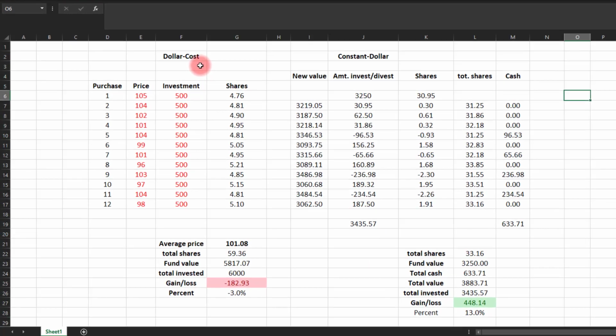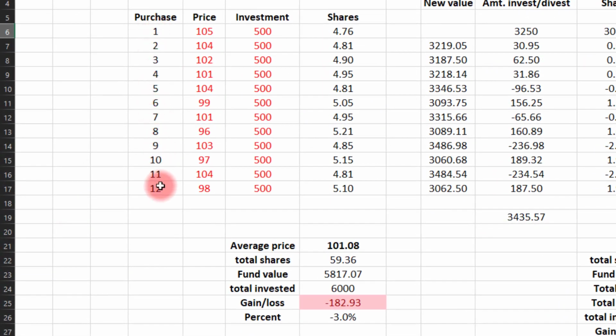So let's do the dollar cost first. We're going to go through 12 purchases. This could be 12 days, 12 weeks, 12 years, whatever, but these are just the times that we come in to do our purchase. And on the first purchase here, the price was 105. We're going to dump 500 bucks into it. You pick up 4.76 shares.